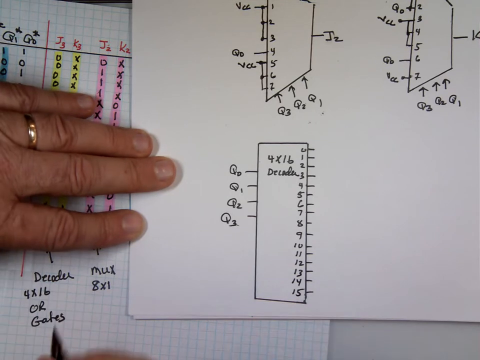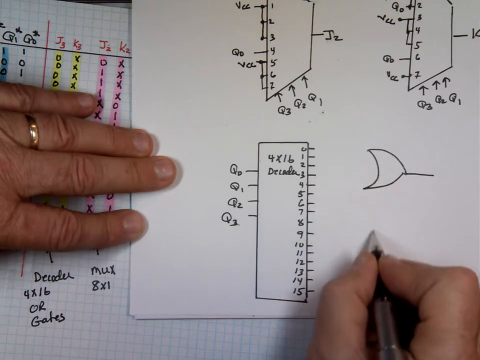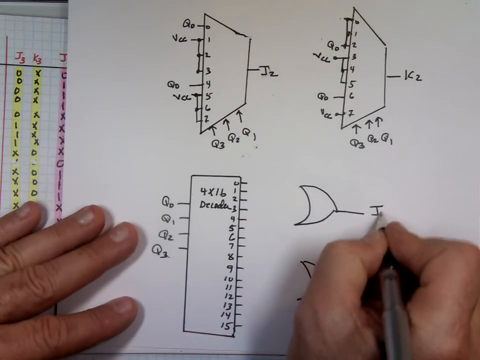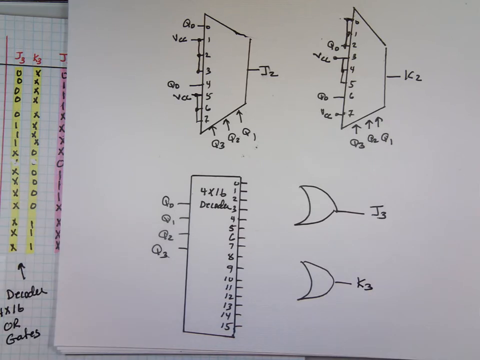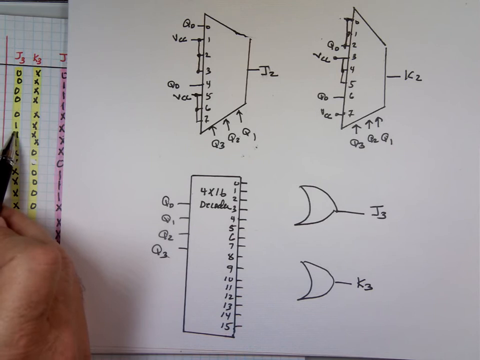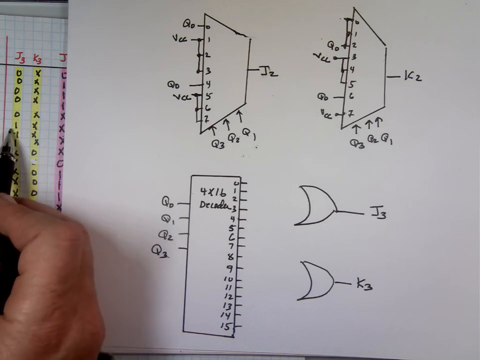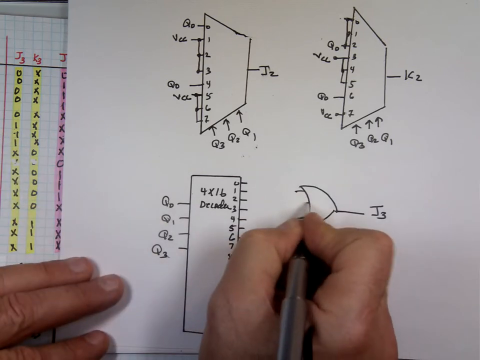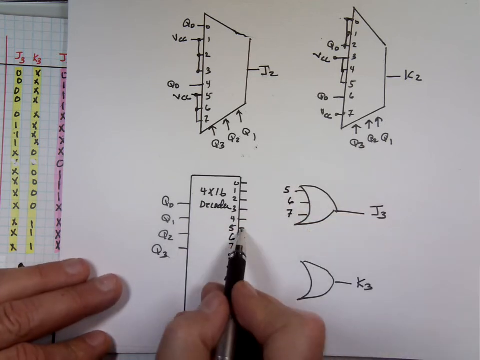I'm going to have 2 OR gates. One for J3 and one for K3. You want J3 to be 1 where? At 5, 6, and 7. Can you see it? Here we go. I'm not going to run the wires. I just write the address. Take it from 5, 6, and 7. Go right there.